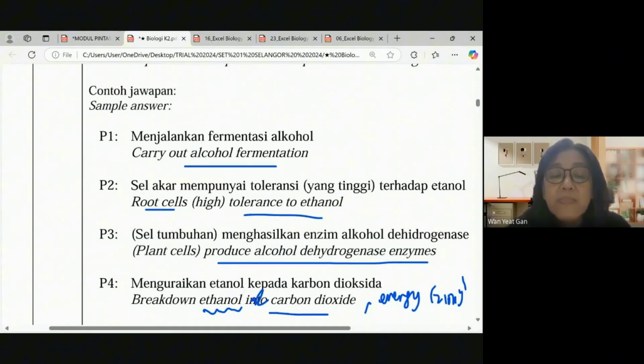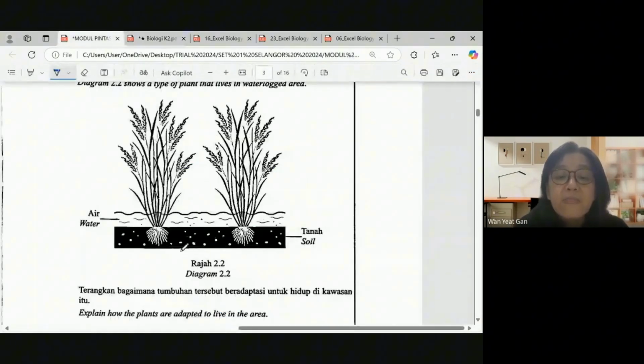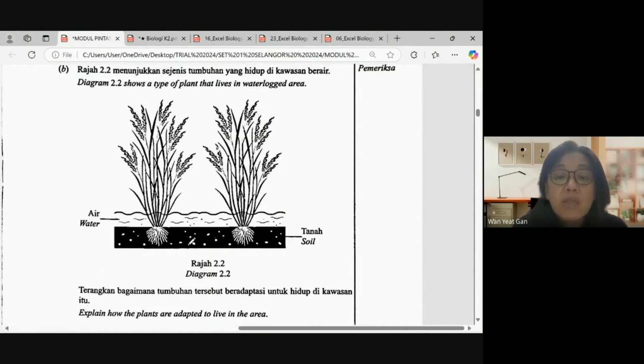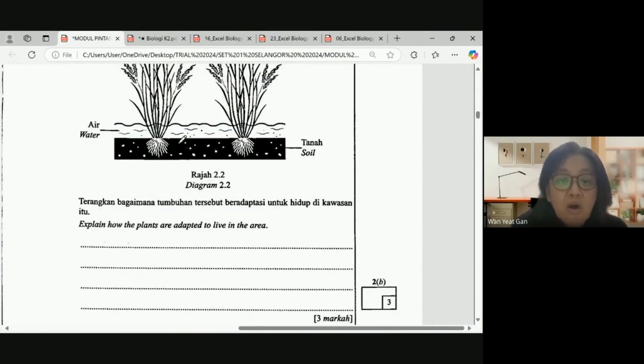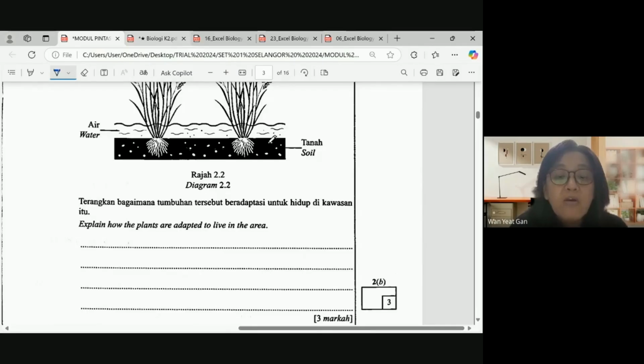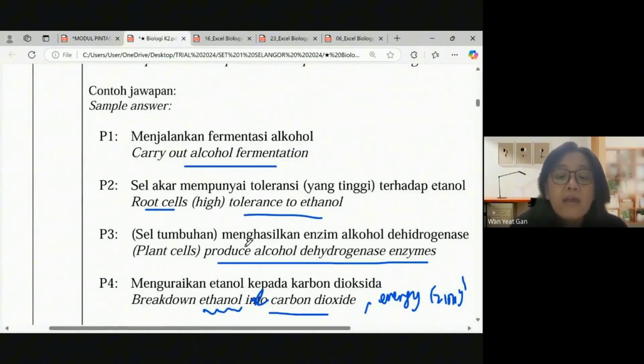So the plant, despite living in anaerobic condition or waterlogged condition, is still able to produce energy. Although the energy produced is not much, they still can carry out because of high tolerance to ethanol, as well as the plant cell produces alcohol dehydrogenase enzyme. Okay.